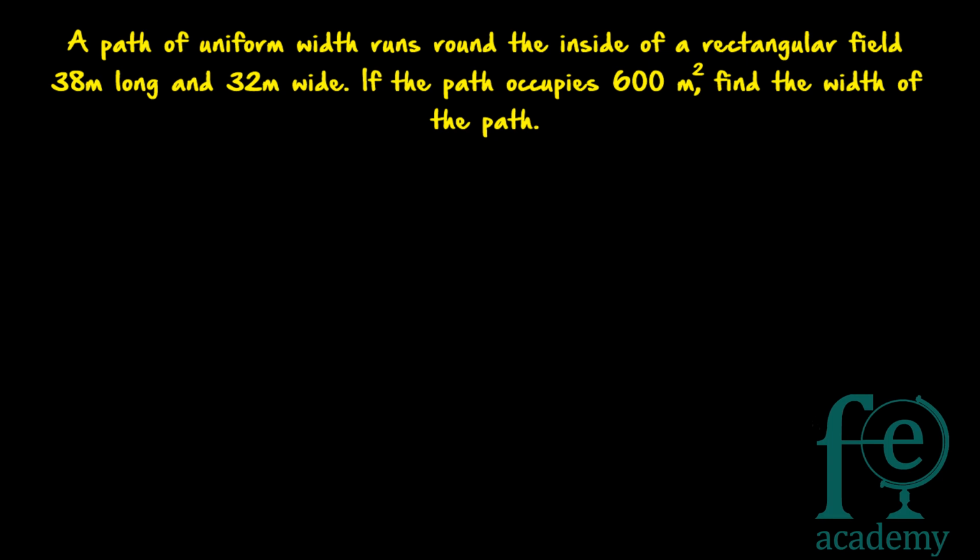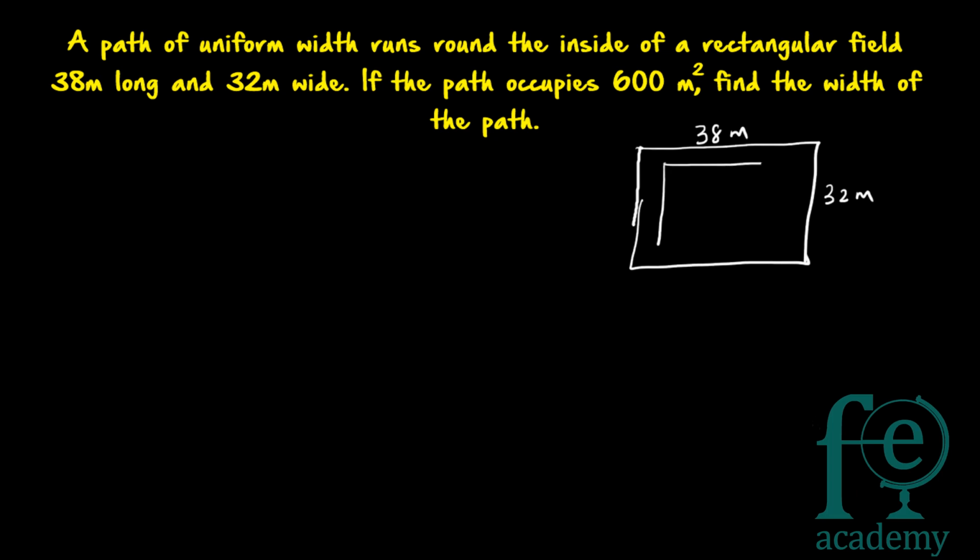A path of uniform width runs round the inside of a rectangular field 38 meter long and 32 meter wide. So there is a rectangular field. It has a length and breadth. Inside the rectangular field, a path is running. So the length of the rectangular field is 38 meter and the width is 32 meter. So there is a path inside this rectangular field.